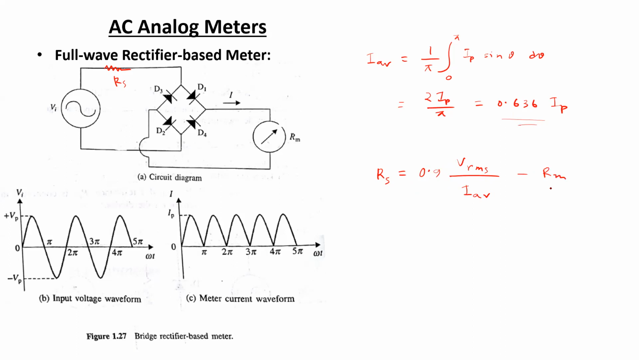And similarly, if we consider the sensitivity of the full-wave rectifier based meters, the sensitivity can be represented as 0.9 divided by the full scale deflection current. So for the full-wave rectifier based meter, the sensitivity is also getting doubled compared to the half-wave rectifier based meter. However, it is still less than the DC sensitivity, but it is better compared to the half-wave rectifier based meter.